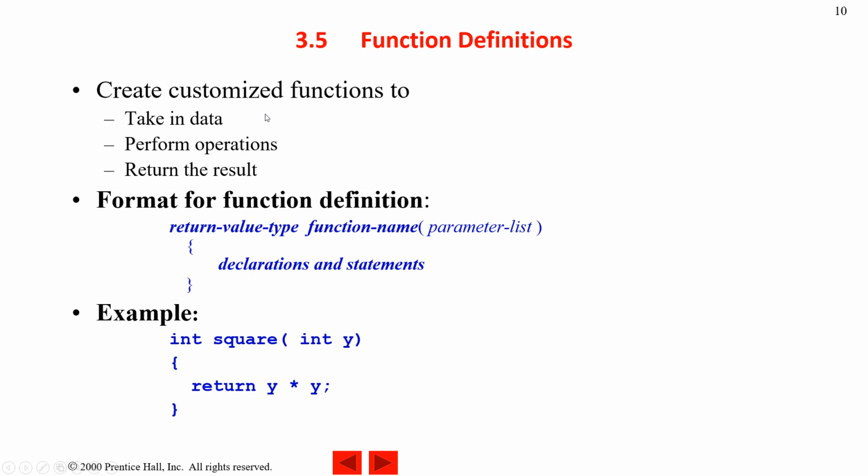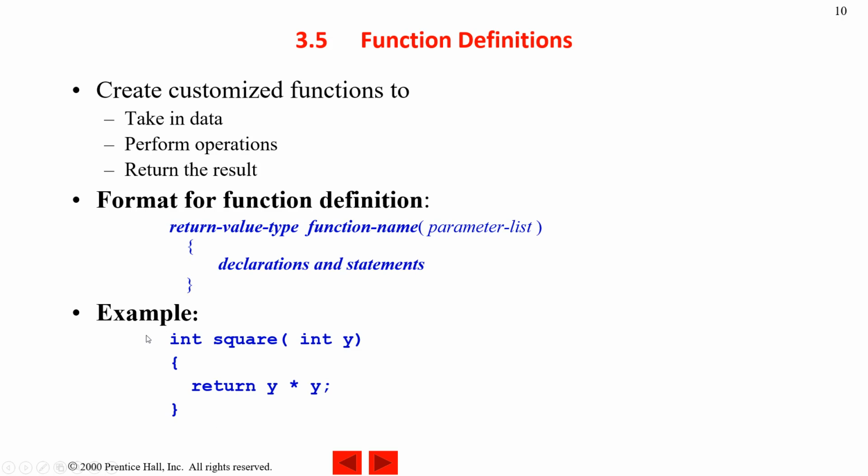So let's look at how the function definition looks like. A function may take an input, perform operations, and return the result. These two are optional, taking the data and returning the result. If you don't take any data, you leave the brackets empty, and if you don't return a result, you replace this by the keyword void. But we'll see that in a few examples as we go on.